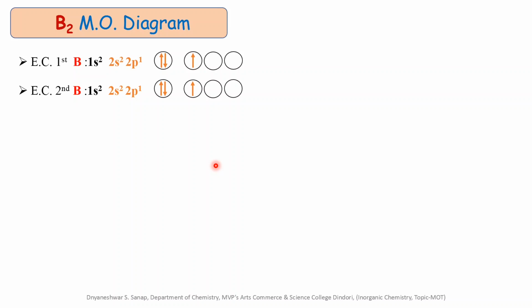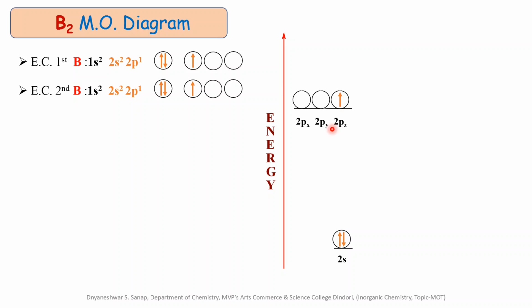First of all, we have to write the atomic orbitals of the valence shell of each boron atom in increasing order of energy, one by one. The atomic orbitals of the first boron atom are written like this: 2s having 2 electrons and 2p having 1 electron, including 2px, 2py and 2pz atomic orbitals. At the same energy level, we write the atomic orbitals of the second boron atom: 2s2 and 2p1. When these 8 atomic orbitals combine together, they produce 8 molecular orbitals.